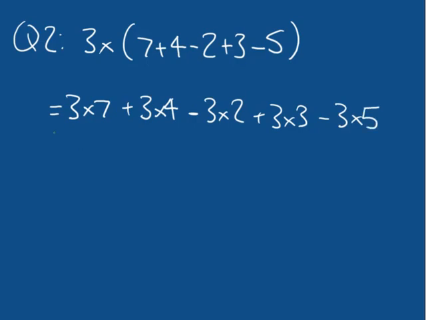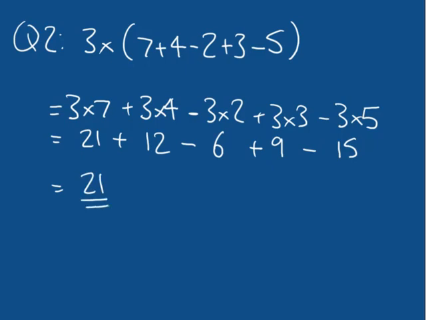So if we work all this out, 3 times 7 is 21, plus 3 times 4 is 12, minus 3 times 2 is 6, plus 3 times 3 is 9, minus 3 times 5 is 15, which is equal to 21 plus 12 is 33, minus 6 is 27, plus 9 is 36, minus 15 is 21. So that's all equal to 21.